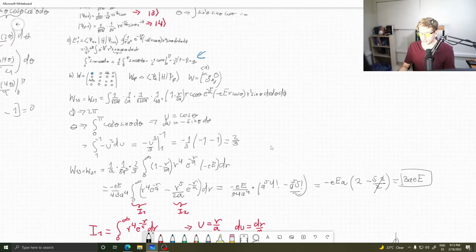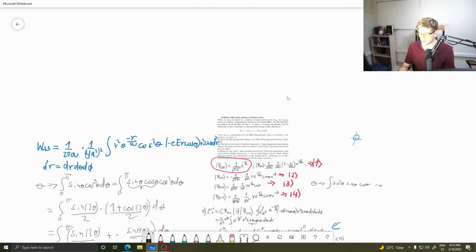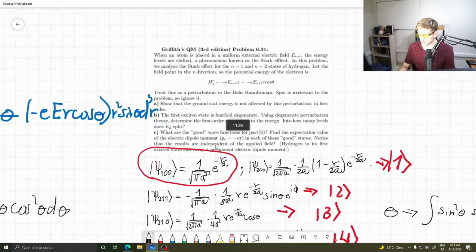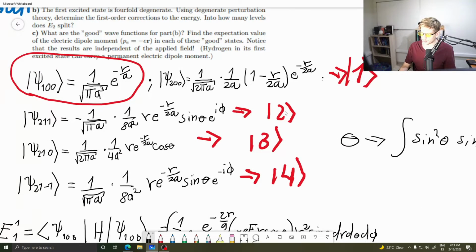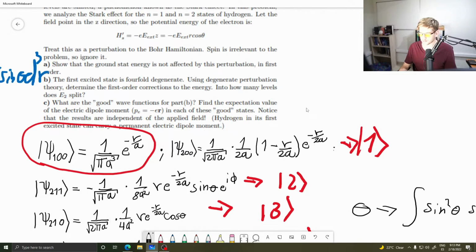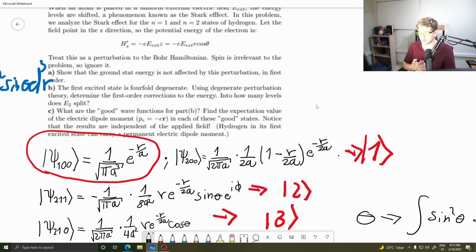All right, I know this is looking a little bit messy, but let's now go back to the question. So we found the good wave functions. We saw them. It's wave number 2, 4, and the addition and subtraction of states 1 and 3 together. Now we want to find the expectation value of the electric dipole moment, which is this thing right here, so minus E times the R vector, in each one of those good states. So we want to find those 4 combinations.